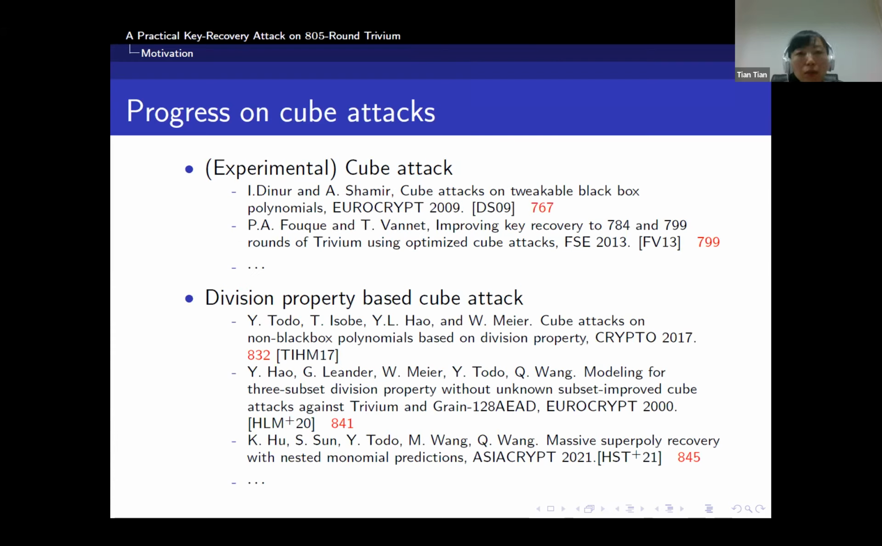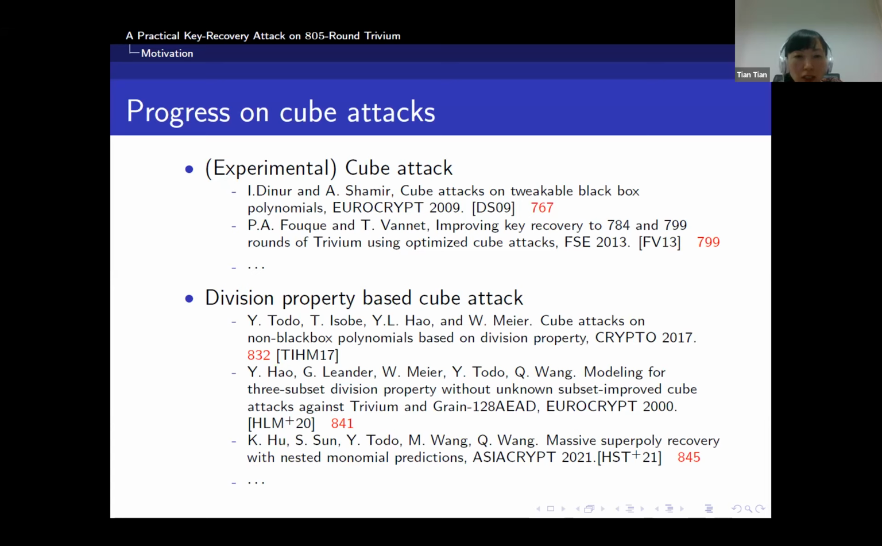In experimental cube attack, superpolys are recovered by probabilistic tests, such as a linearity test and a quadratic test. While in division property-based cube attack, the superpoly is recovered by division property. At Crypto 2017, Todo first introduced the division property into the cube attack against stream ciphers. But before Eurocrypt 2020, Hao introduced the three-subset division property.